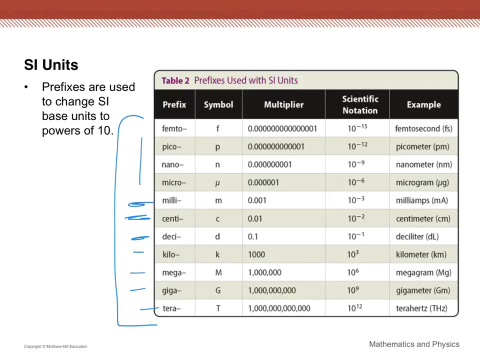So you may have a concept of what these are. Where you may have a deficiency is in the smaller prefixes. So make sure you know these all the way from femto up to tera. Until you have those memorized, this table will be a great resource for you.